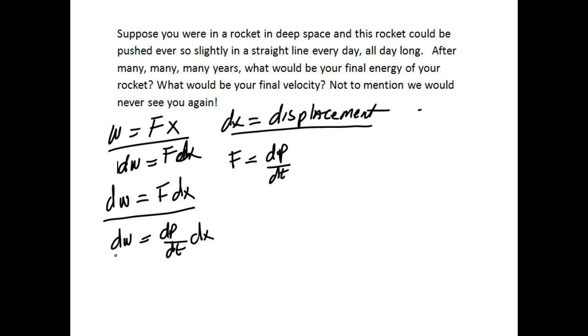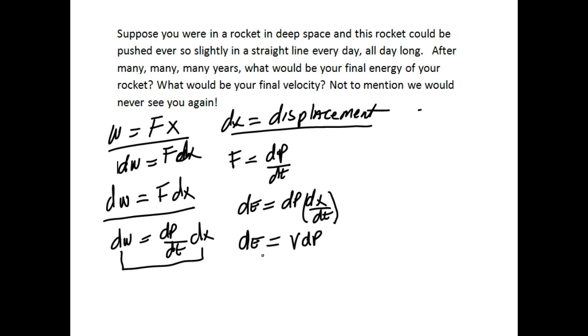And while I'm doing work on your rocket, what I'm essentially doing is changing the energy of your rocket. So I can write that as dE is equal to dp, the change in momentum, times dx over dt. And dx over dt is a velocity. So essentially the change in work energy is equal to velocity times the change in momentum, according to Isaac Newton.